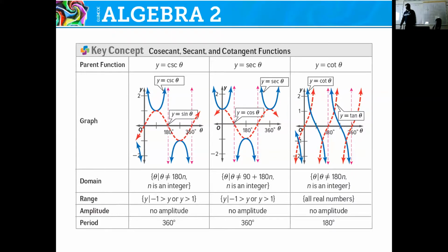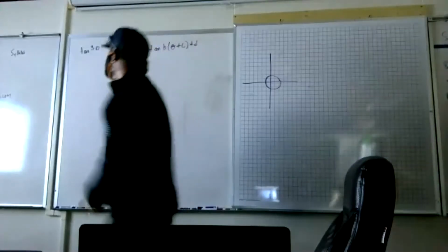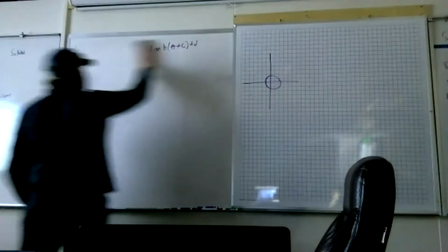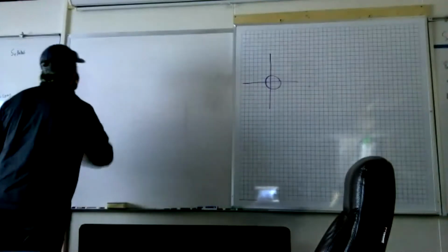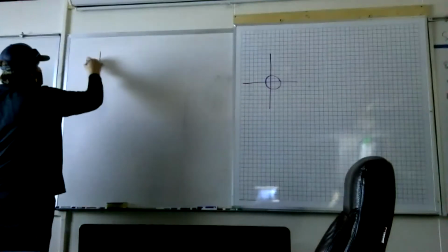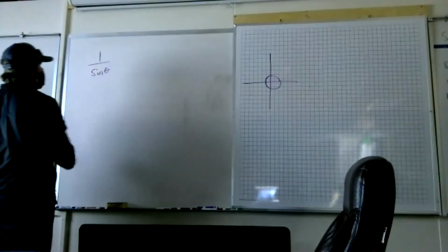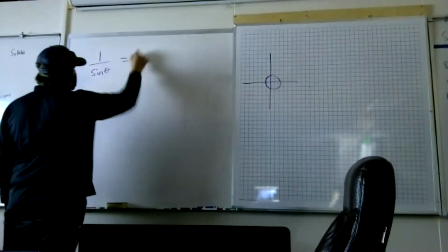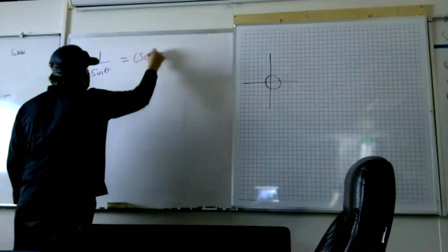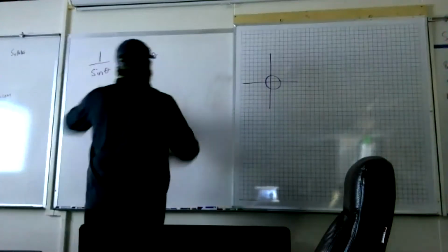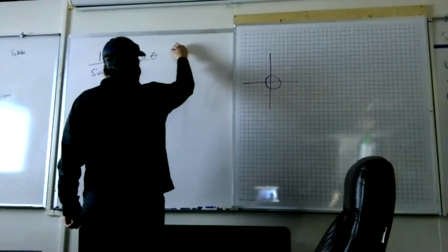Okay, what we have to realize is that these reciprocal functions, like cosecant, if I wanted to graph cosecant of theta on a calculator, I would have to enter 1 over the sine of theta. Okay, that's equivalent to cosecant of theta. So what does that mean? It means wherever I had an x-intercept on sine, I now have an asymptote.